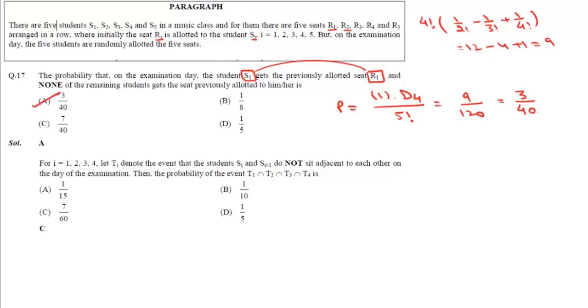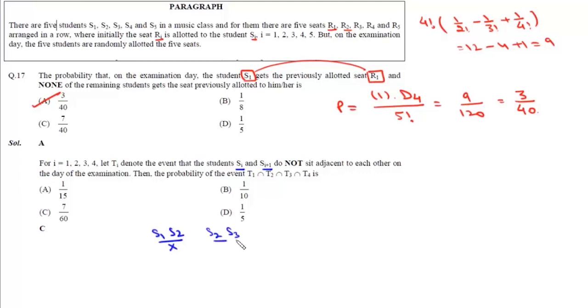For i equals 1, 2, 3 and 4, let Ti denote the event that students Si and Si plus 1 do not sit adjacent to each other. Now T1 is that S1 and S2 are not adjacent.